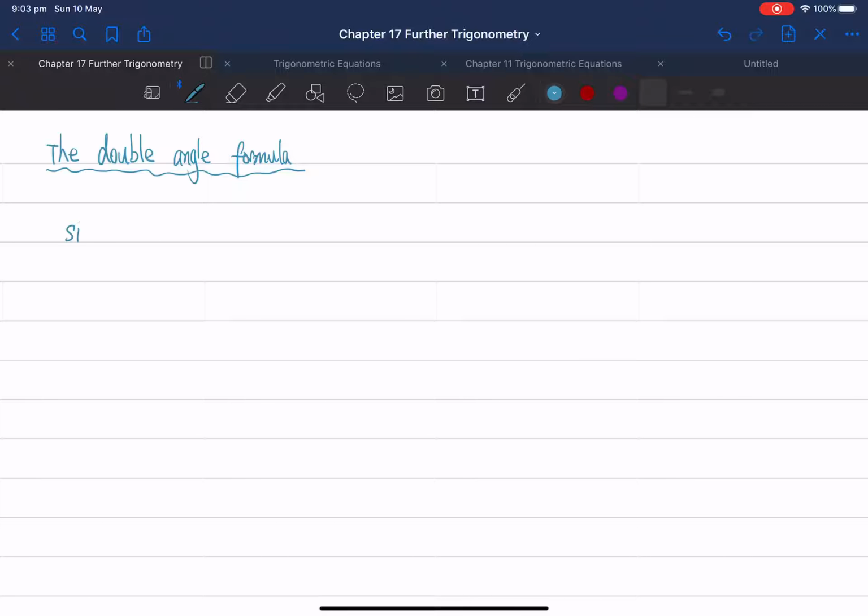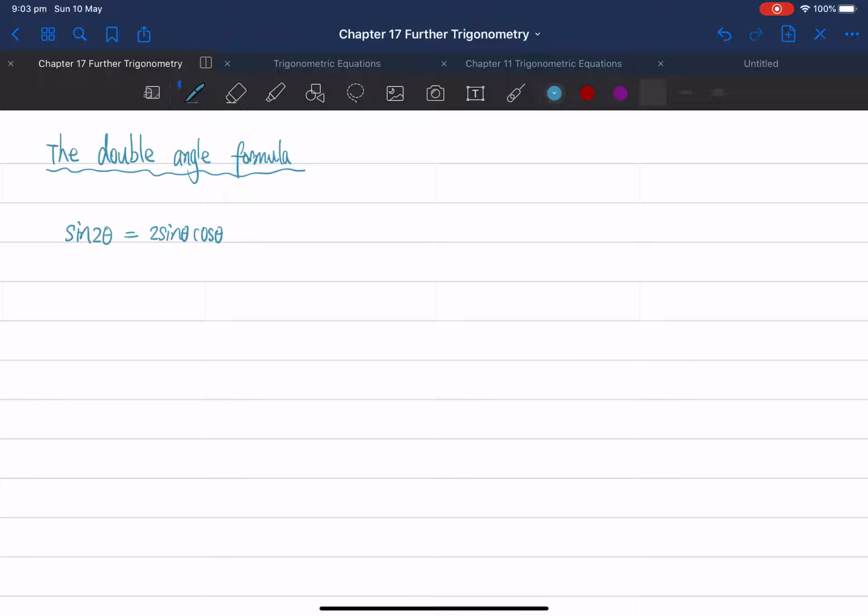So if we have sine 2 theta, then the formula tells you it is equal to 2 times sine theta cosine theta. That is the formula. You don't need to prove it to use the formula in the exam. You can just use it. It is always true no matter what theta equals.